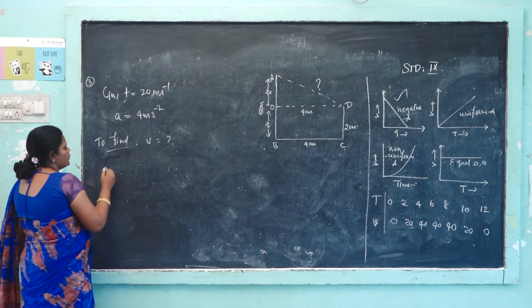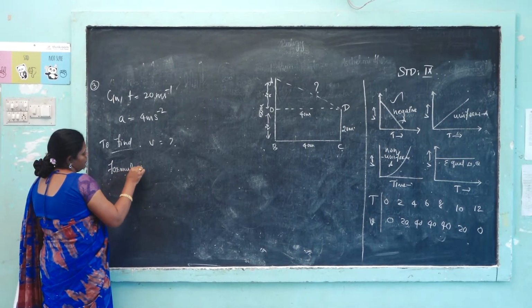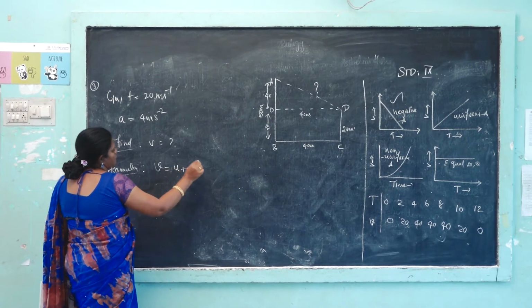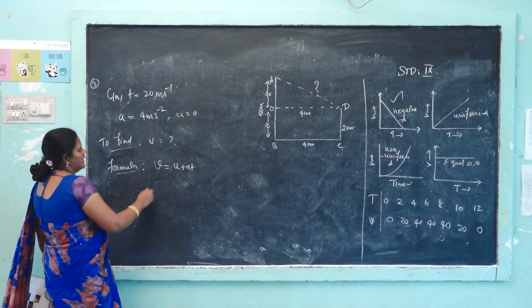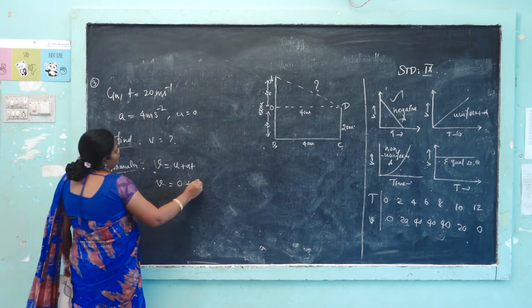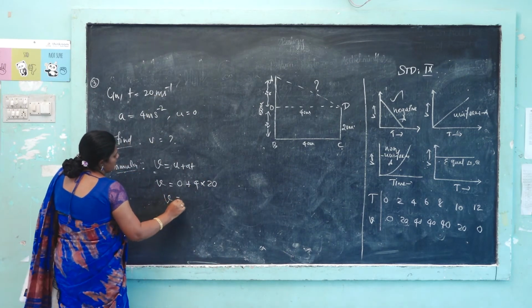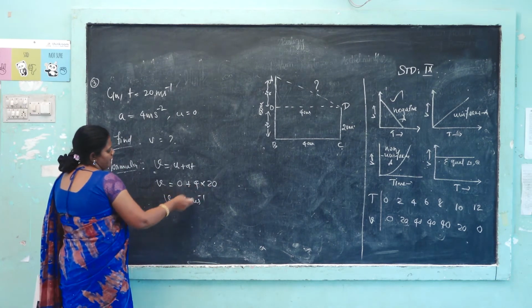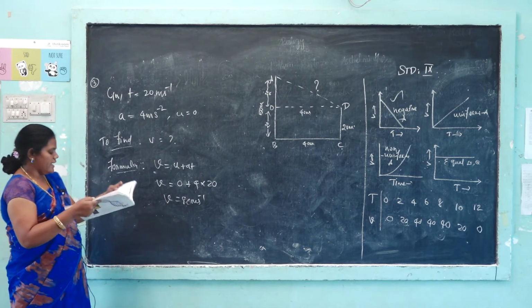By using the equation of motion formula, v is equal to u plus at. The u value is 0. Then v is equal to 0 plus, what's the a value? 4, and what's the t value? That is 20. So the answer is 80 meter per second, because 4 into 20 is 80. So velocity v is equal to 80 meter per second. So what's the answer, ma?